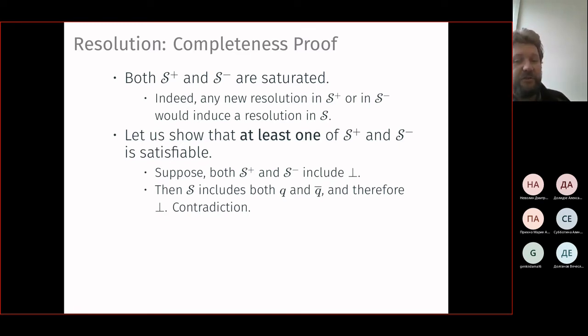This means that it includes both Q and the negation of Q, and therefore it includes false, because of satisfaction, this contradiction. So this means that at least one of these is satisfiable. It's not trivial, because we removed the Q's from there, and at some point it could have become empty, but it's not.